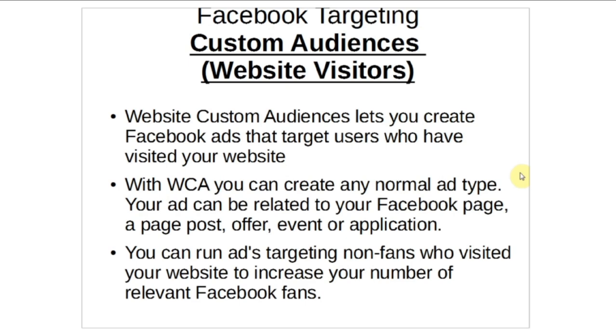The next type of custom audience that you can target is website visitors. So this is where website custom audiences have been to your site, they've already been and visited your site. So you're targeting people who have come to your main website, been on it, and then gone onto their Facebook account. You would get a pixel from Facebook to allow you to track that.